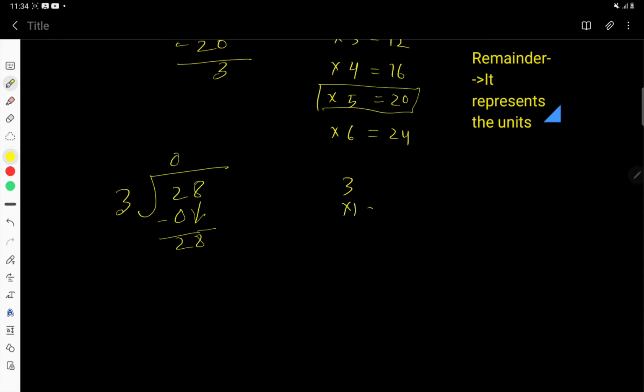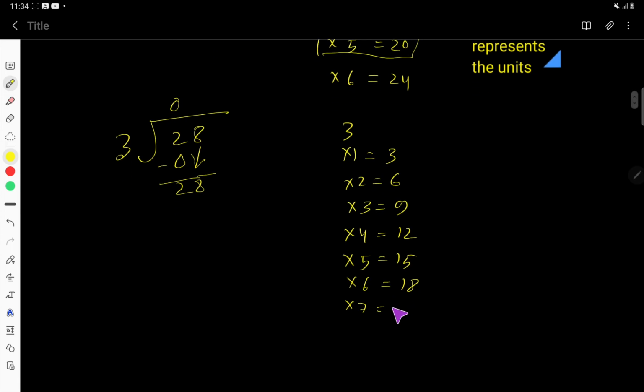3 times 1, 3. 3 times 2, just add 3, 6. 3 times 3, 9. 3 times 4, 12. 3 times 5, 15. Just add 3, you will get automatically 18. Then 7, 21. Then 8, just add 3 with this 21, that is 24. Then 9, just add 3, 27, but here we have 28.